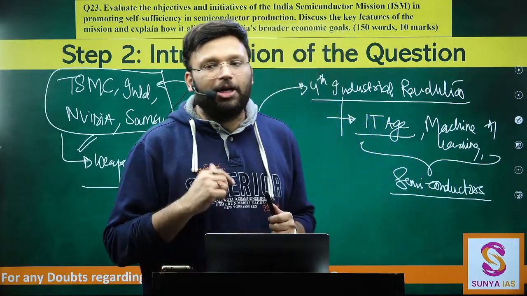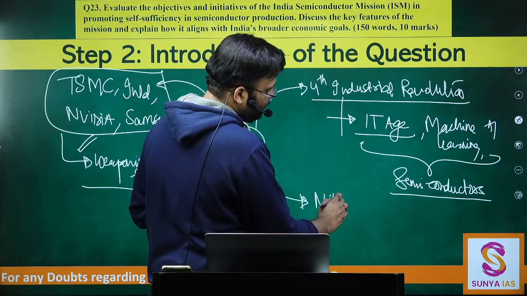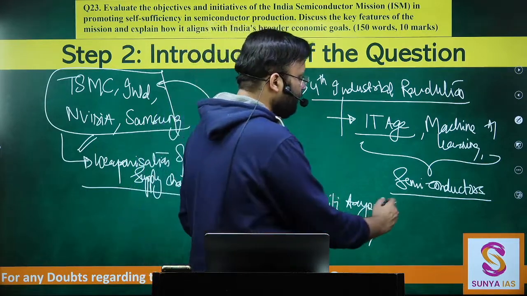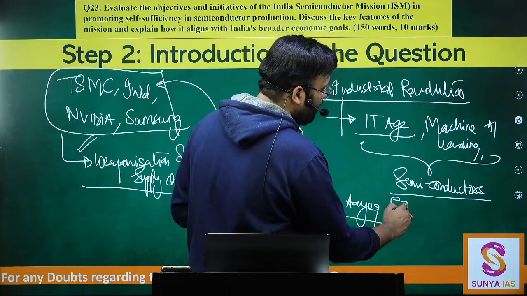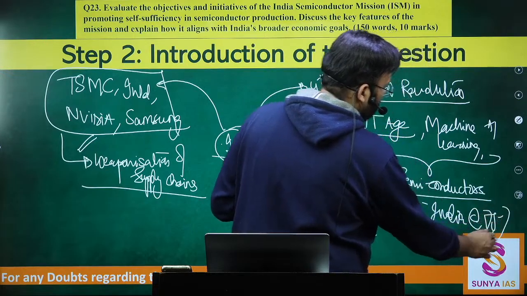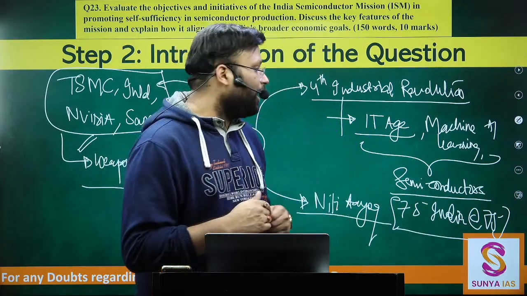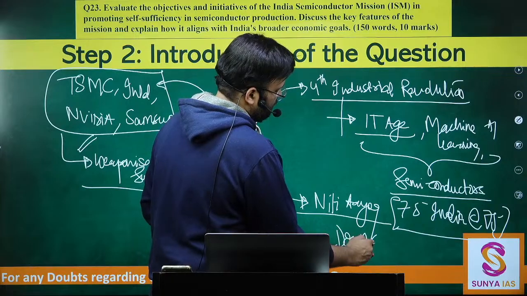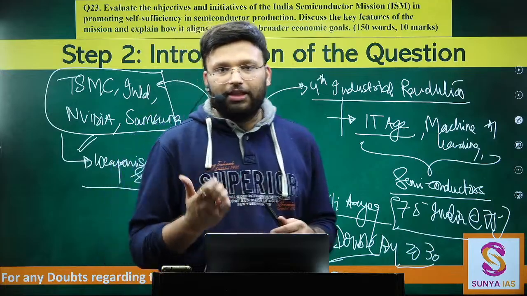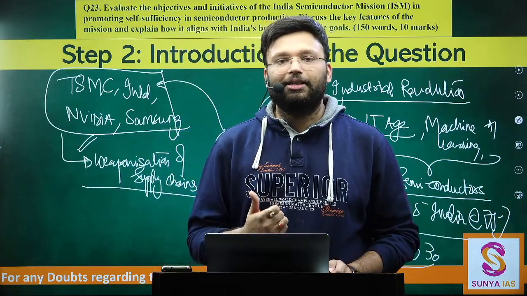Then if you are able to also remember the number, there is a report by Niti Aayog, and even there is a section within India at 75, that talks about how the demand for semiconductors in India will almost double by 2030. And we need to fulfill this demand. How are we going to fulfill this demand? By producing the semiconductors on our own.